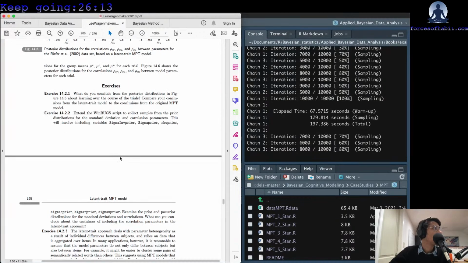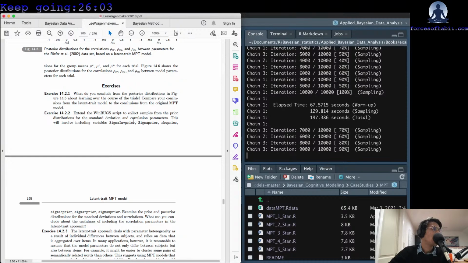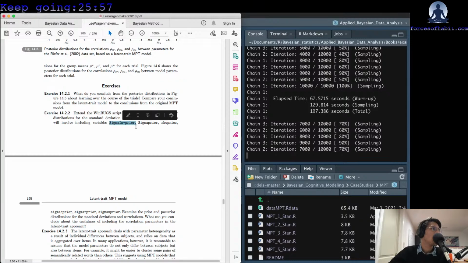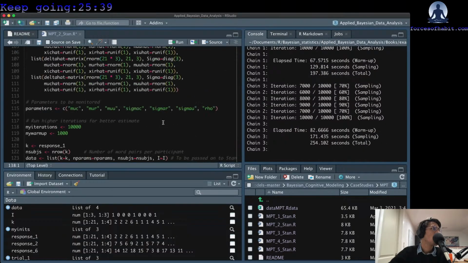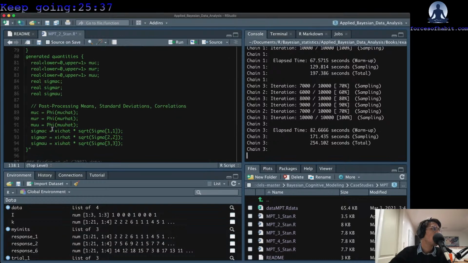Now extend your WebBUGS script to collect samples from the prior distribution for the standard deviation and correlation parameters. This involves including variables sigma prior and rho prior. Examine the prior and posterior distributions for the standard deviation and correlations. What can you conclude about the usefulness of the correlation parameter and the latent trait? So we do this, right, here.